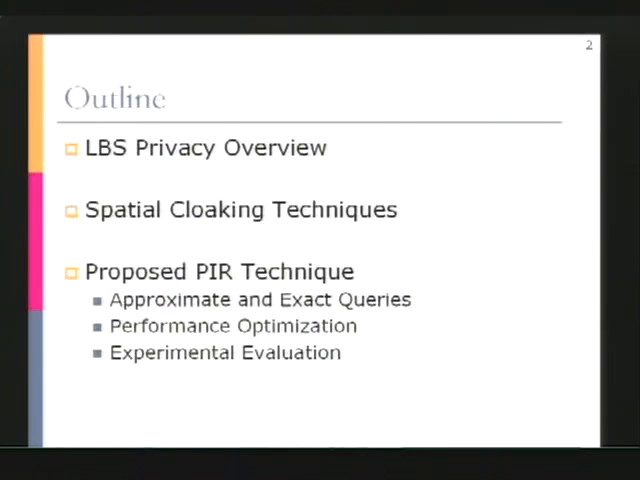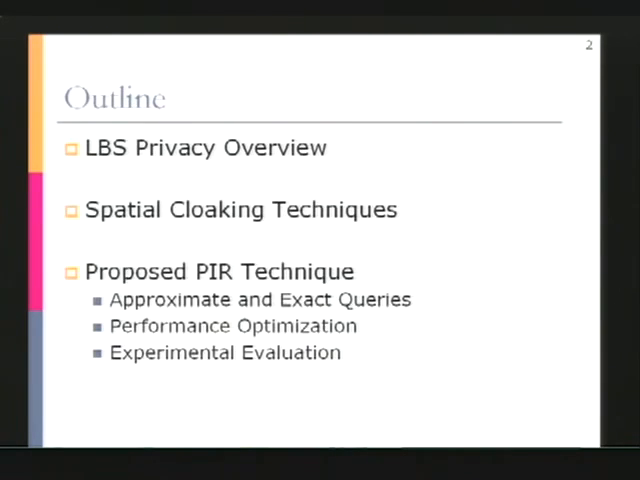I will first give a brief overview of privacy in location-based services. Then I will review some of the existing solutions that solve this problem. Most of the solutions use spatial cloaking, and this is the reason why they have certain limitations, which I will discuss. And then I will move on to present our technique, which is different from existing solutions because it uses cryptography to solve this problem. And more specifically, we use private information retrieval, or PIR.